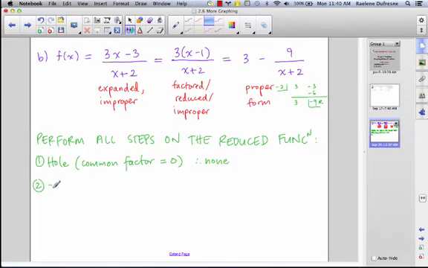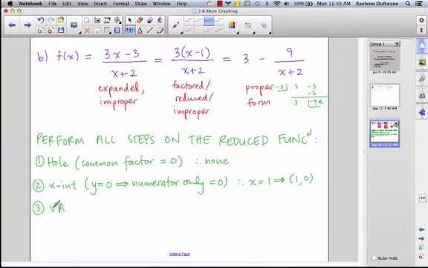The second thing we want to look for are the x-intercepts, and we get the x-intercepts by setting y equal to 0, which is equivalent to saying that the numerator only is equal to 0. And in this case, the numerator equal to 0 tells us that x is equal to 1. And so that comes from the factored form. And as an ordered pair, we have an x-intercept at (1, 0).